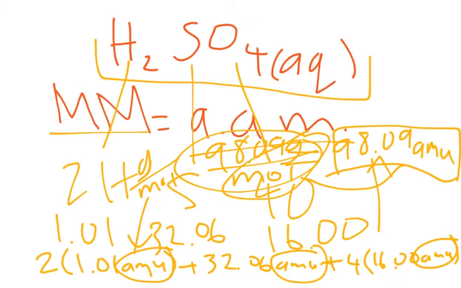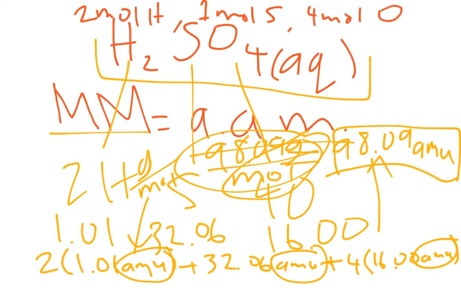But either one definitely works, so don't worry about whichever method you want to use. Theoretically, both of them work. So if we use the other method, then in 1 mole of H2SO4, we have 2 moles of H, 1 mole of S, and 4 moles of O, and knowing the molar masses for each element.